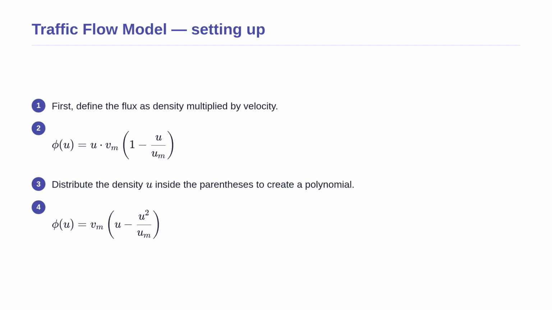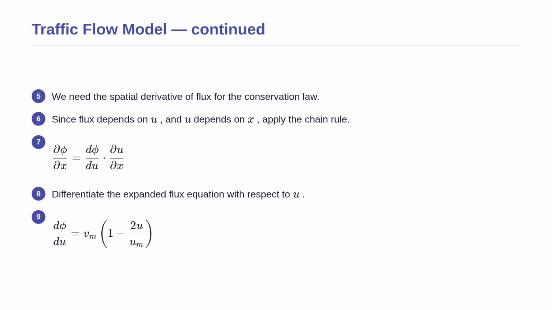to differentiate. Now we need to find the spatial derivative of this flux to plug into our conservation law. Because the flux depends on density and density depends on position x, we must use the chain rule from calculus. The chain rule states that the spatial derivative of flux is the derivative of flux with respect to density multiplied by the spatial derivative of density.